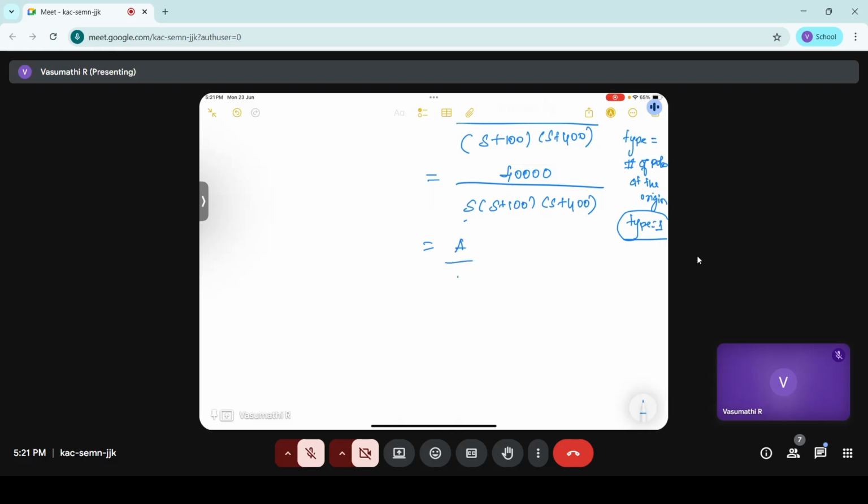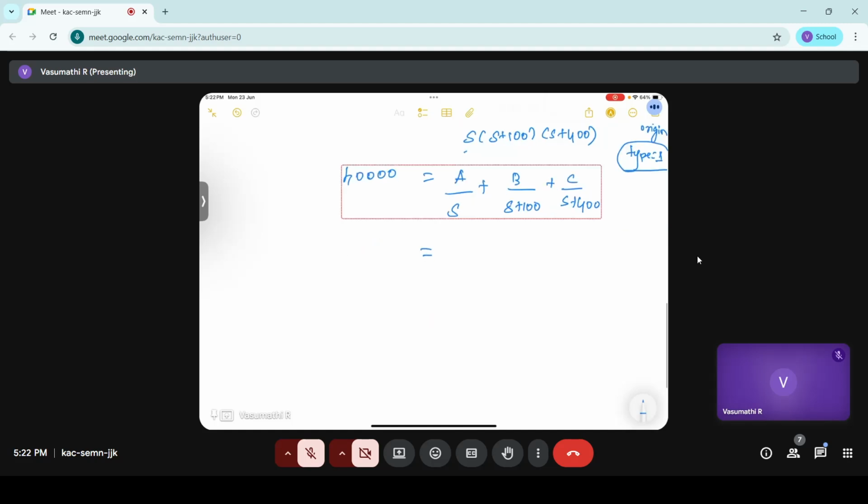So this will become A by s plus B by s plus 100 plus C by s plus 400 equal to 40,000. Can anyone quickly solve this and find A, B, C and tell me? I will also solve. Just solve by yourself and let me know.